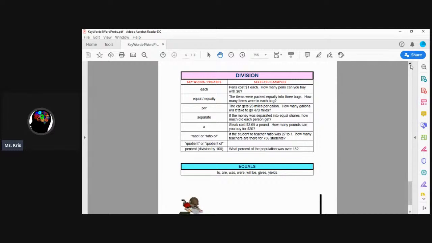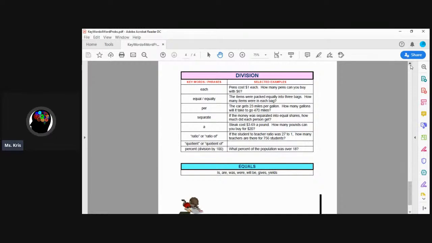and the second number will be the number that goes on the outside. Even if the first number is smaller than the second number, the first number still goes on the inside of your division, and the second number goes on the outside of your division, because that's the number you are dividing by.